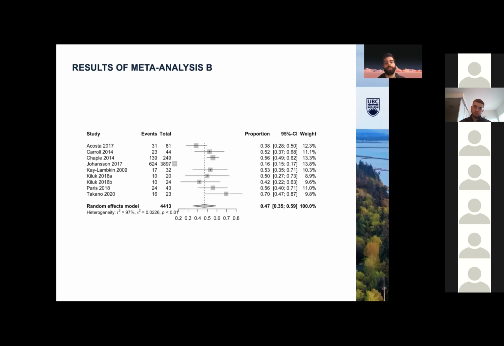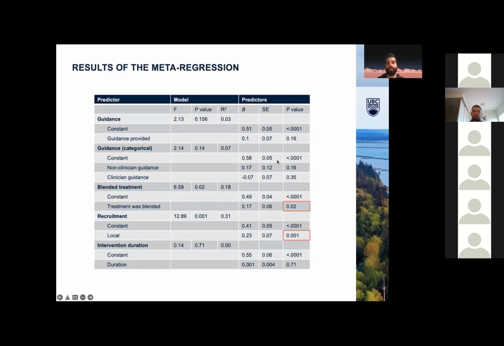So for our meta regression, we actually used the first meta-analysis because it provided us with the number of observations to conduct a regression analysis. And this meta-analysis just did not have enough study groups included in it. So let's look at the results of the meta-regression. Here we have all our predictors. So we have guidance, provided yes or no. We have the categorical guidance where we have two categories. We're comparing non-clinician guidance and clinician guidance. Here we can see that both guidance predictors are not significant.